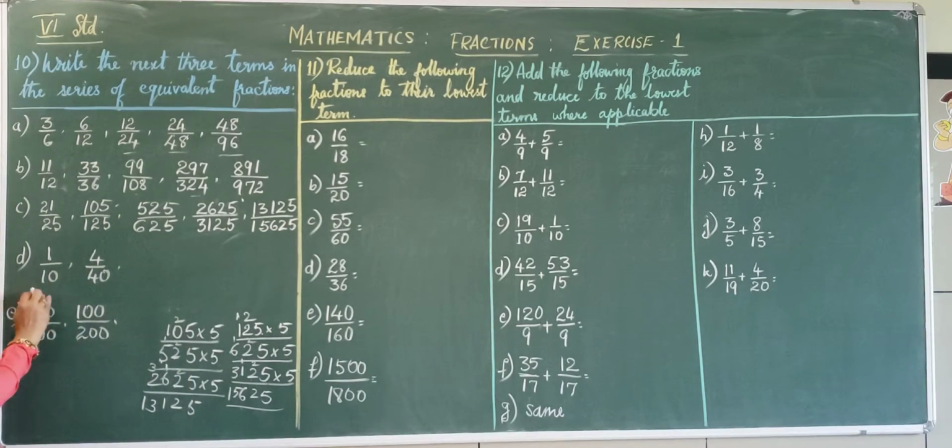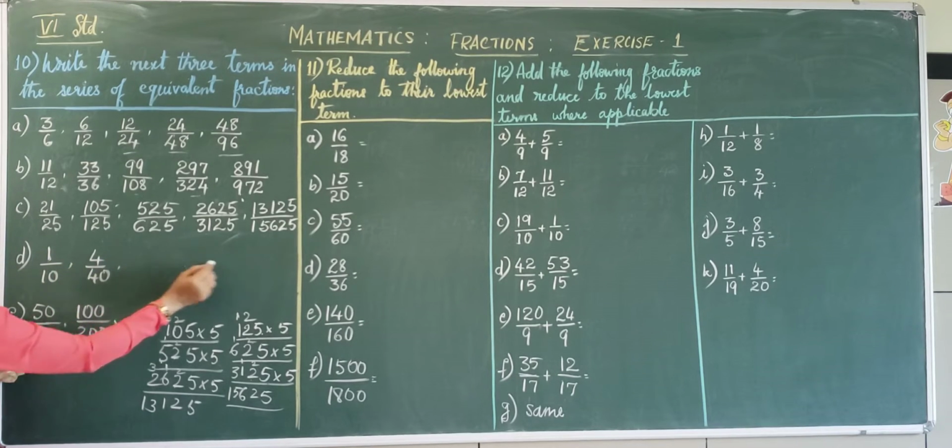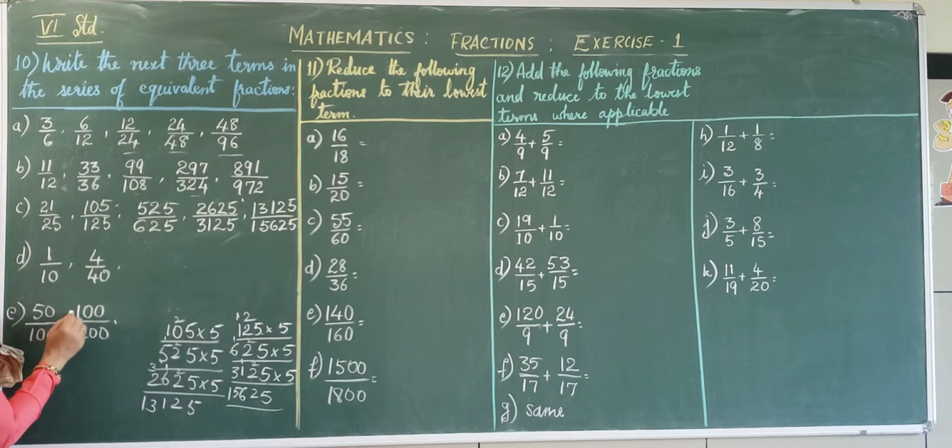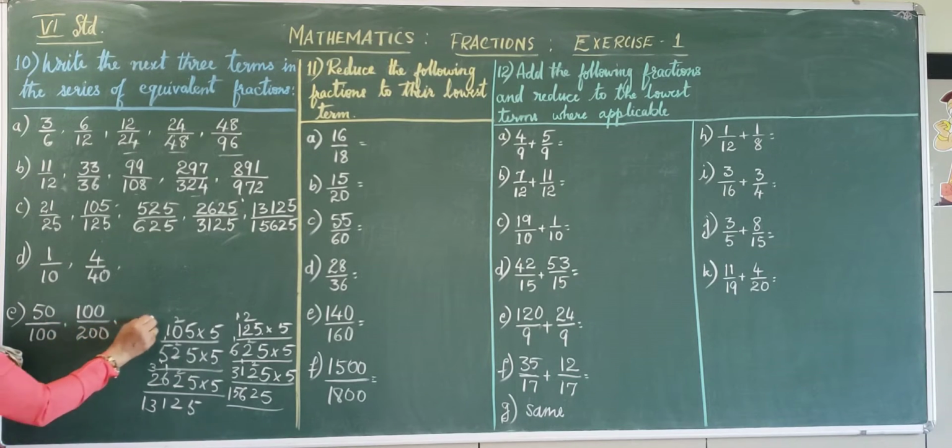The same way you can do here for the other two sums. At home you can work it out. So here you can see 1 and 4. So the common factor here will be 4. So for all the three terms you have to multiply by 4. And here you can see 50 into 2 will be 100. 100 twos are 200. So now the common factor is 2. So all the other three terms you have to multiply by 2. So do it as homework in the classwork itself.